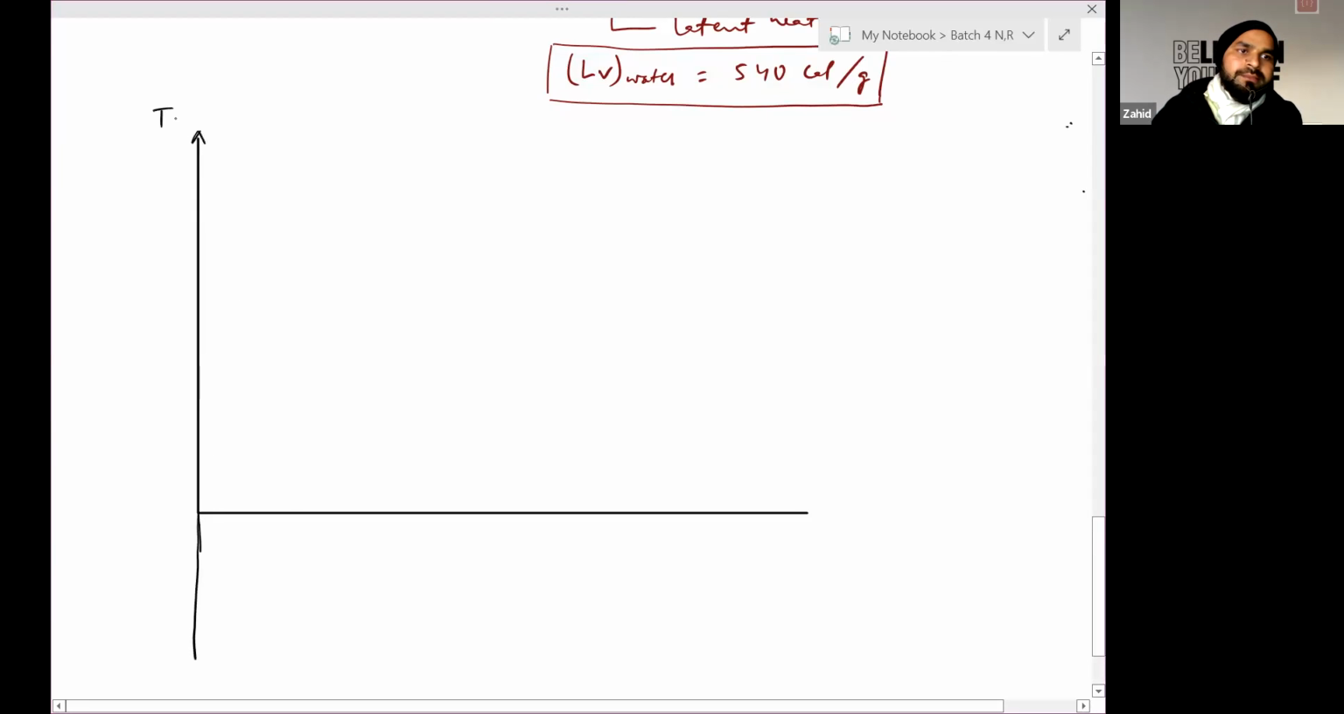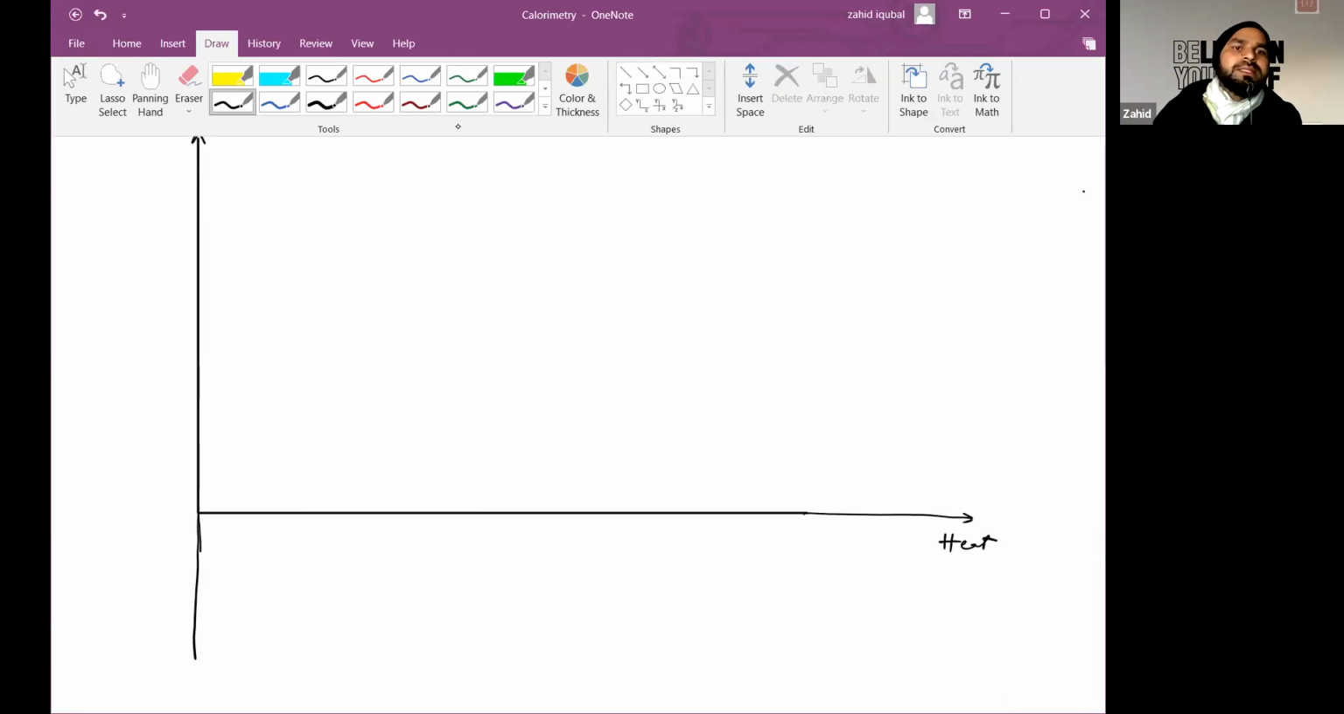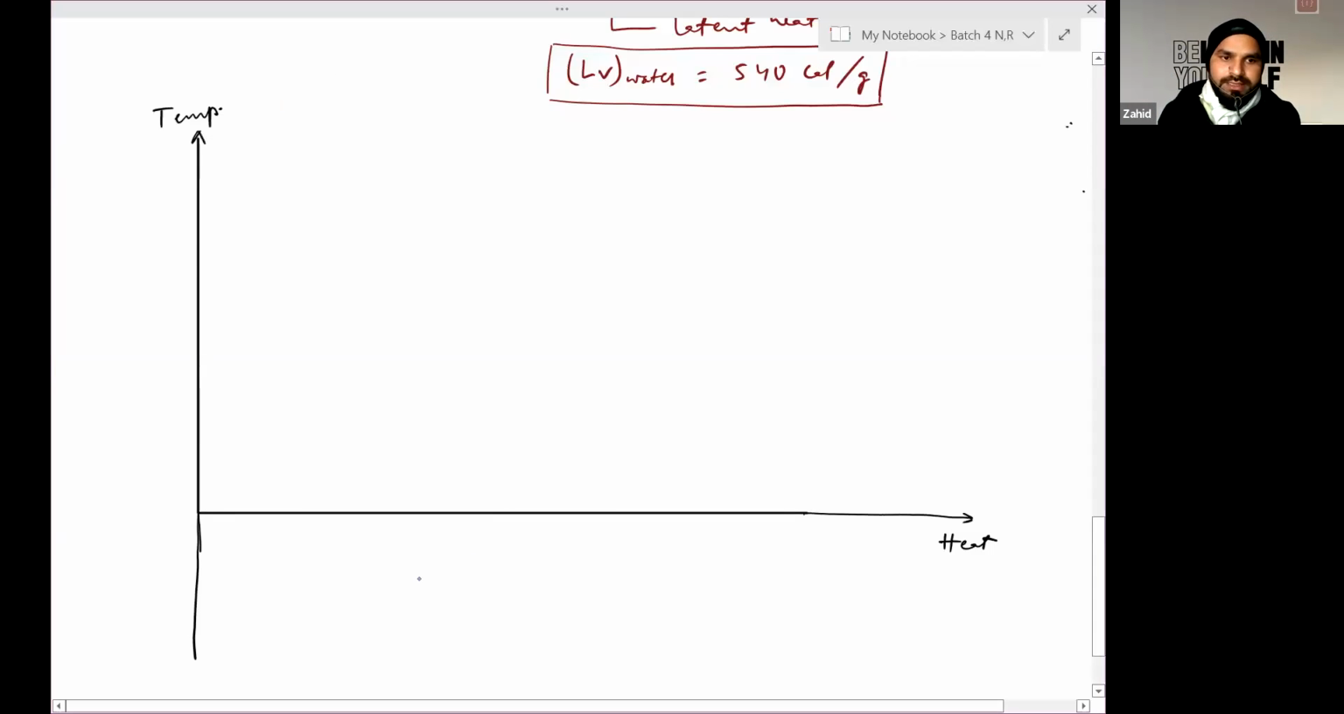This vertical line is temperature, and this horizontal line is heat supplied. Suppose you have ice at minus 10 degrees Celsius. So it will be at this point. On giving heat to this ice, its temperature will change from minus 10 degrees Celsius to 0 degrees Celsius, like this.